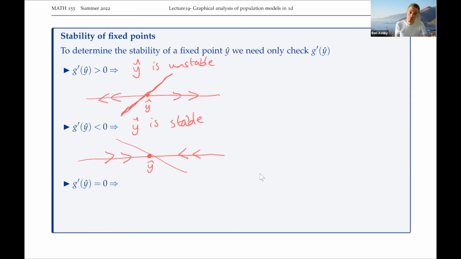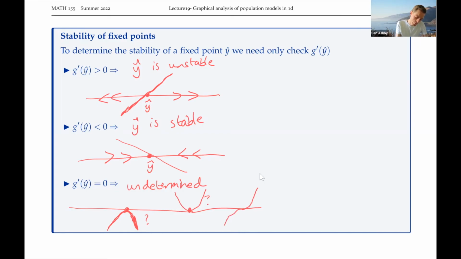It's also possible that g prime of y hat is equal to 0. In this case, it's undetermined. We have to do additional steps, which we're not going to cover in this course, but in that case, we can't tell what's going on. Essentially, we might have a situation like this, where our g just about touches the axis here. So we might have something like this. We might have something like this. Or we could have, say, something like this. That's supposed to be a cubic. So we can't tell what the stability of our fixed point is if g prime of y hat is equal to 0.